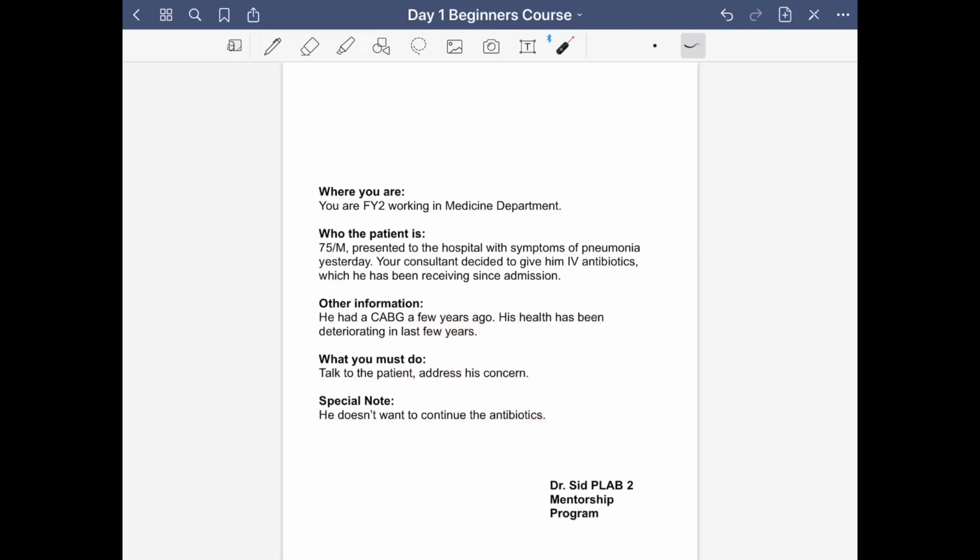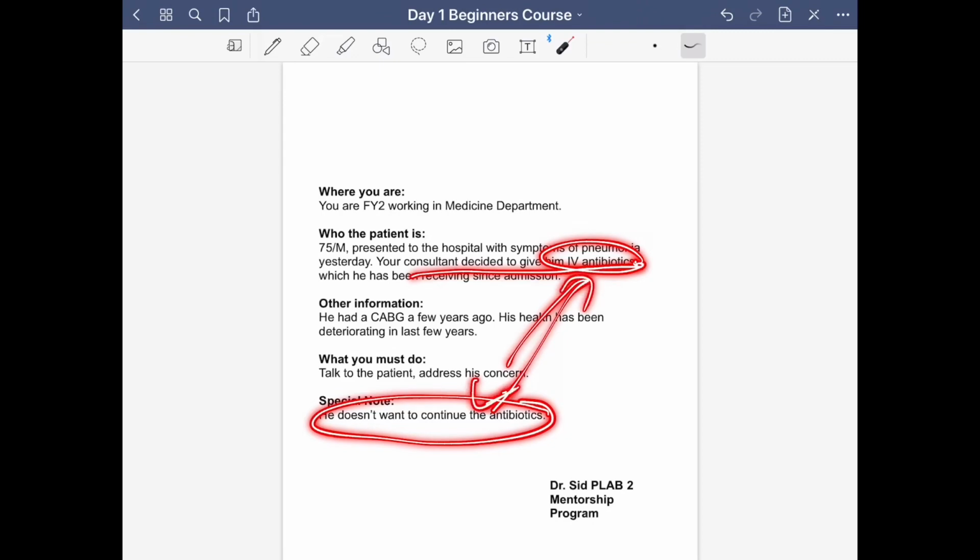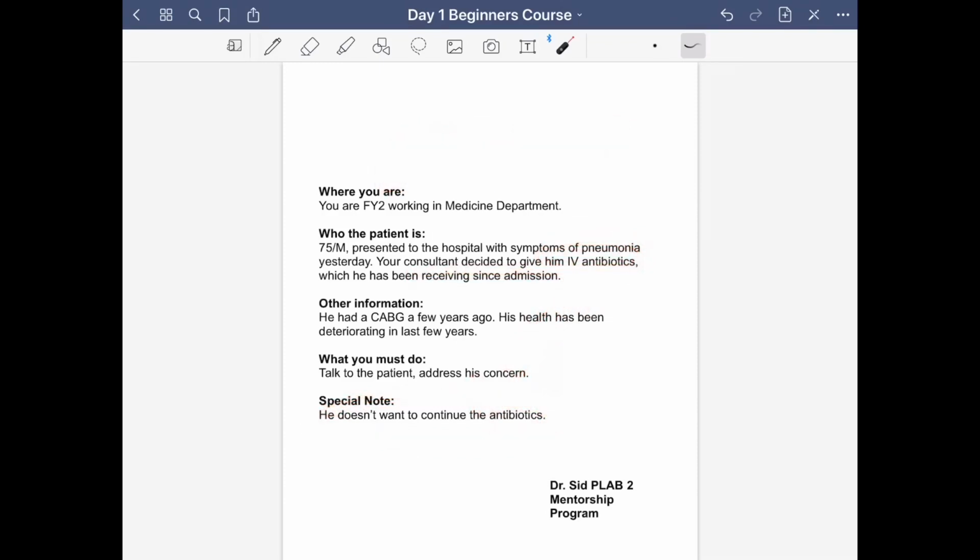Okay, so the main situation here is the diagnosis is pneumonia, and the consultant decided to give him IV antibiotics. He does not want to continue the antibiotics. So you can see a dilemma here. And this is an ethical based station. Here you will spend more of your time in the management part, in educating the patient about this condition, sometimes letting the patient know the pros and cons of not starting the antibiotic straight away, and also some time to assess the mental capacity of the patient.